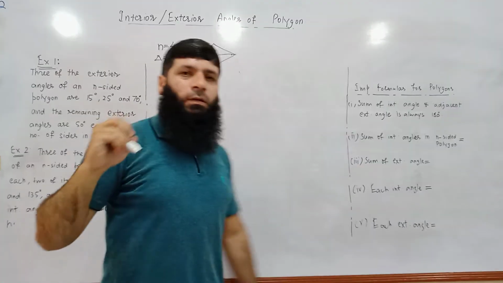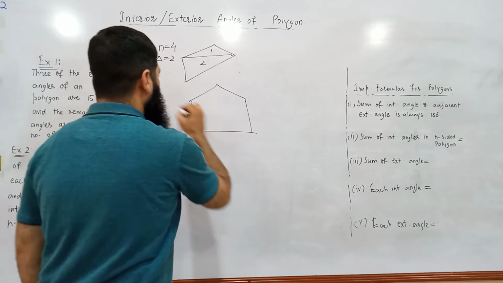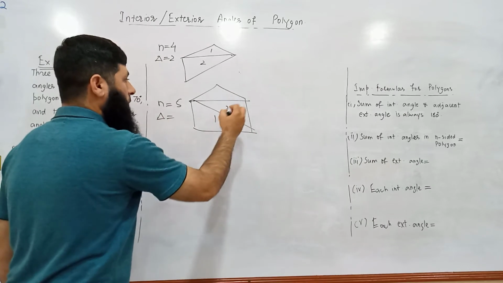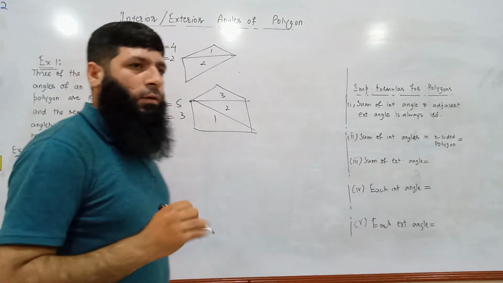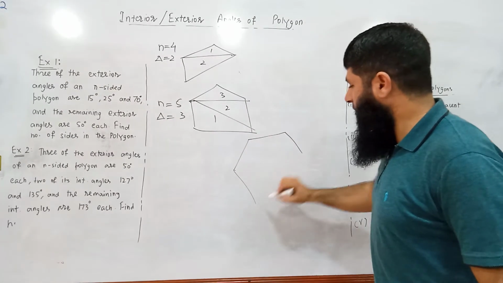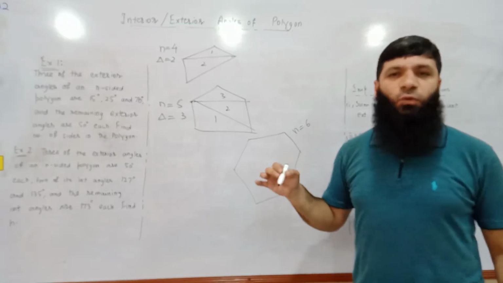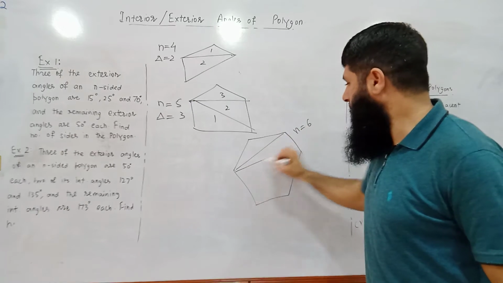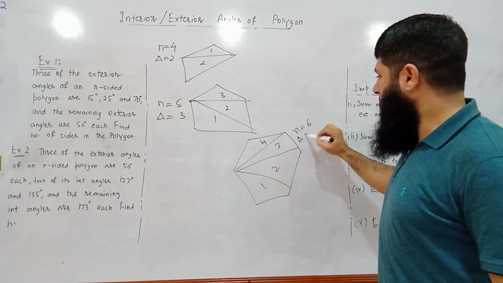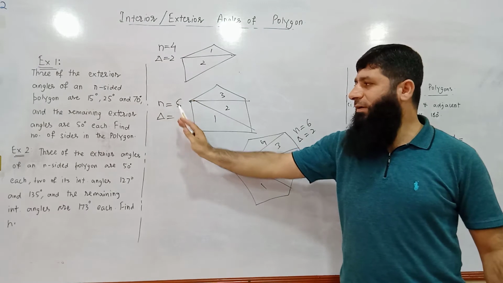Similarly, if you have a pentagon, a five-sided polygon, here the number of sides is 5 and the number of triangles will be 1, 2 and 3. The number of triangles will be 3. Let's have another example. This is a hexagon, a six-sided shape in which the number of sides is 6. How many triangles will you have here? 4. So you can see that here sides are 4, triangles are 2. Here sides are 5 and triangles are 3.